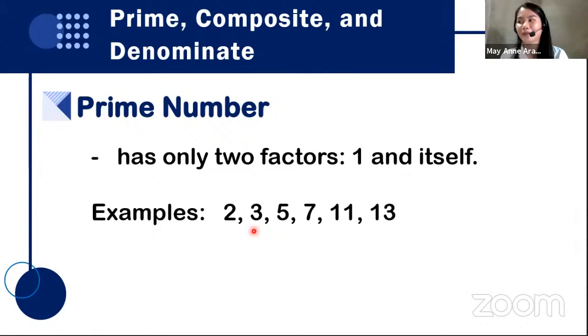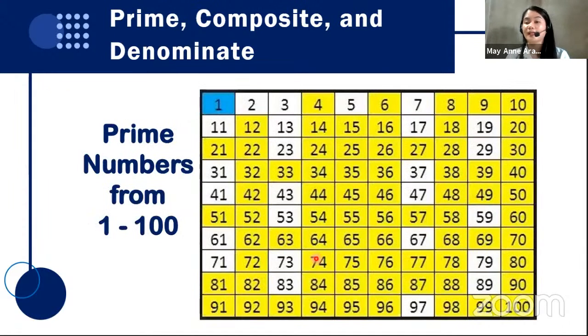Take note that 1 is not a prime number. The lowest even number and the only even prime number is 2. The rest are odd numbers: 3, 5, 7, 11, 13. I have here a table of prime numbers from 1 to 100, the ones not shaded yellow. So we have 2, 3, 5, 7, 11, 13, 17, 19, 23, 29, 31, 37, 41, 43, 47, 53, 59, 61, 67, 71, 73, 79, 83, 89, 97. All in all, we have 25 prime numbers from 1 to 100.